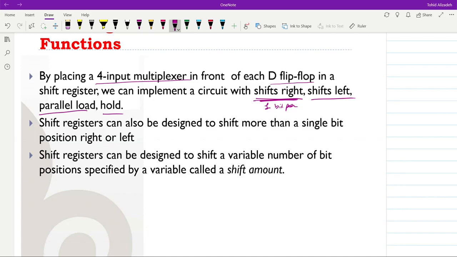If you want, you can also have shifting by more than 1 bit position towards the right or towards the left. You can determine that, but then you need to change the structure of your shift register. You can instead use the multiple input multiplexer in order to specify what you want to do.